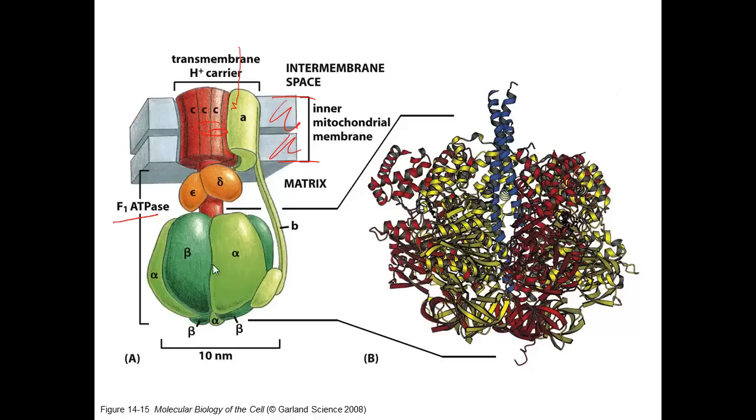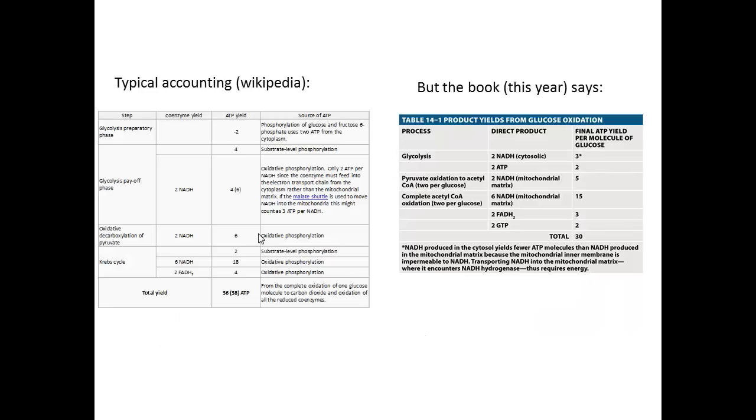The green part does not rotate, but the rotor inside here moving causes conformational changes in the alpha and beta subunits, and these conformational changes will cause ADP and inorganic phosphate to bind and be combined into ATP, and then ATP being released. The total oxidation of a glucose molecule produces between 30 and 38 ATP, with the most commonly cited number being 36.